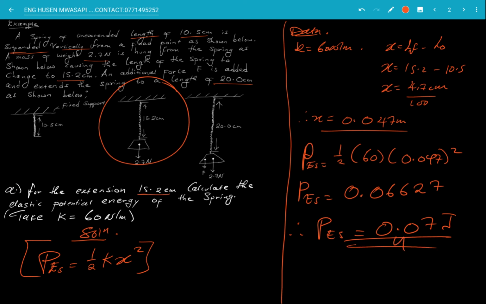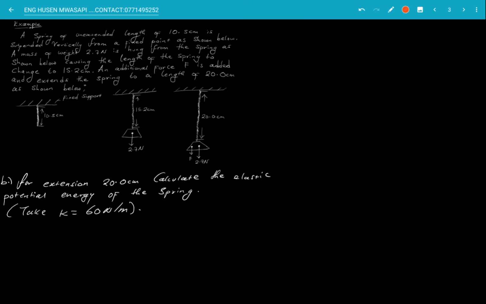Let's move on to another example. Say we have this. So now it's the same question, but here they're saying for an extension of 20 centimeters, calculate the elastic potential energy of the spring. If you want, you can pause the video and attempt to do this work on your own. Alright, let's begin. Like we did, first write the formula. So PES is equal to half kx squared.